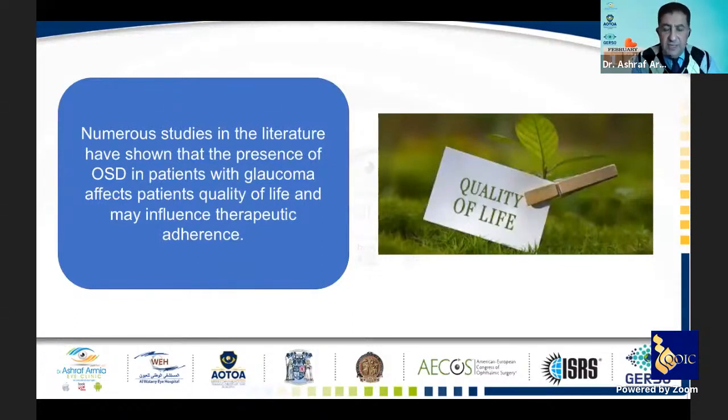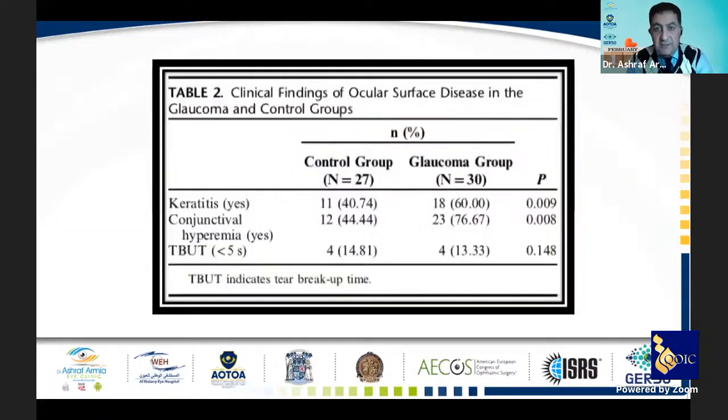If he finds that he cannot use the drug, he is going to stop it because his quality of life is interrupted. In this table, comparing the control group and the glaucoma group, you can see the keratitis and the conjunctival hyperemia, and the breakup time is less in the control group than in the glaucoma group.